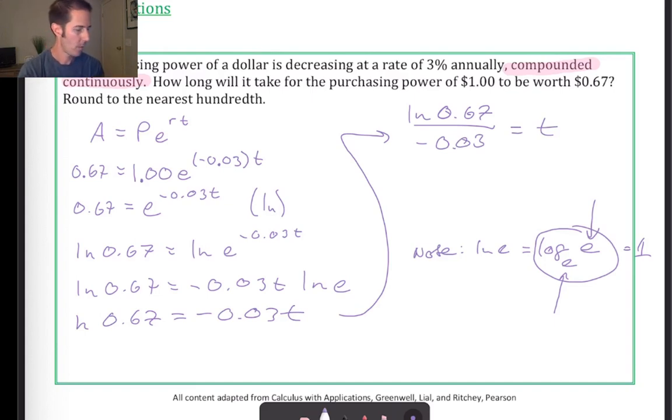We'll do some rounding and we'll be done. So I'm on my grapher again and I'm typing natural log 0.67. I'm closing my parentheses after the 0.67, divided by negative 0.03, equals, and I got, let's make sure we're rounding to the nearest hundredth. So rounded, I get 13.35 because I've got 13.349. So I will say 13.35 approximately equals t.